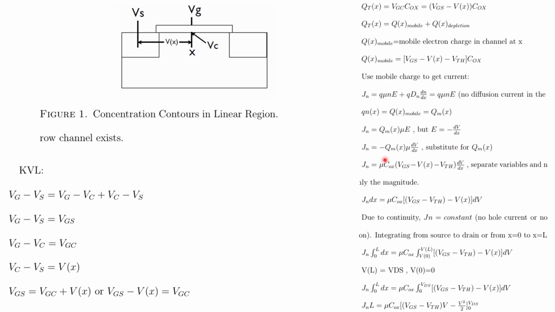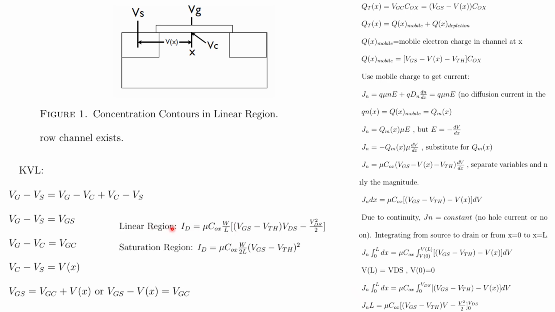Now integrate this equation, J into dx and then these terms into dV, right? Because only the Vx is going to vary from 0 to VDS, so 0 to the VDS that you are applying, and the channel length will vary from 0 to L. So that is the amount of the current: J into dx and then this term into dV. Integrate it, and you will get I of D into L equals mu Cox times VGS minus VTH times V minus V square by 2, evaluated from 0 to VDS.